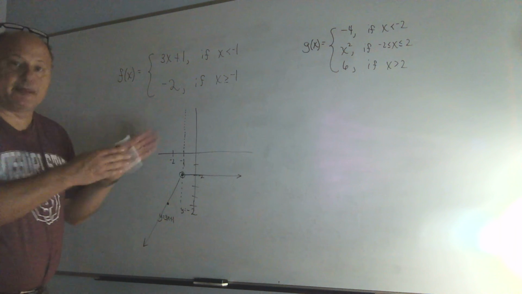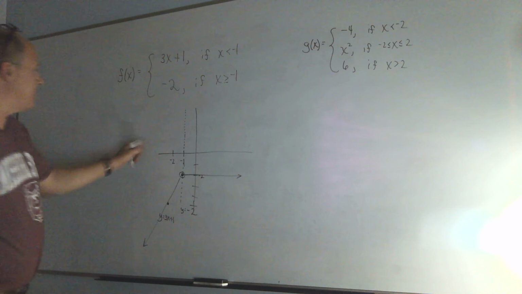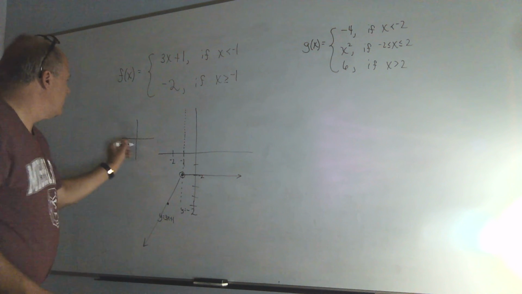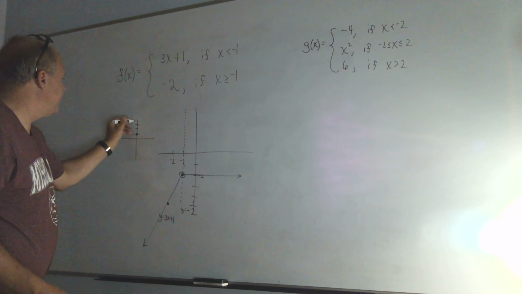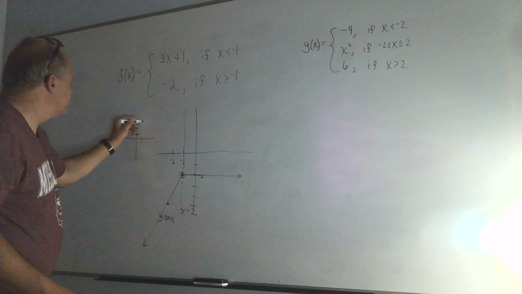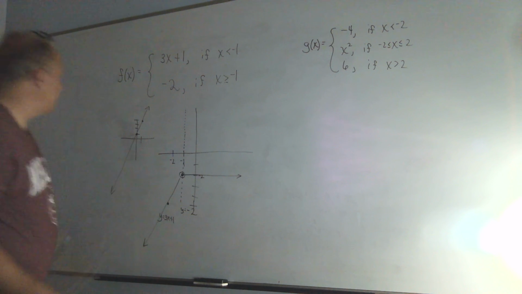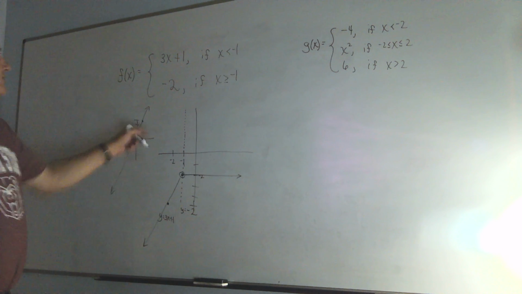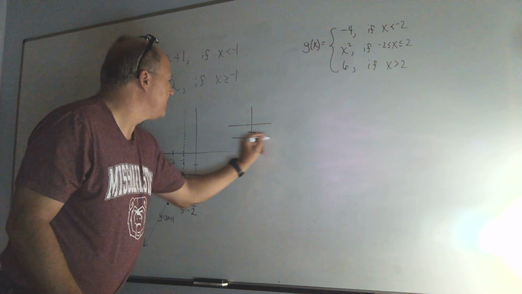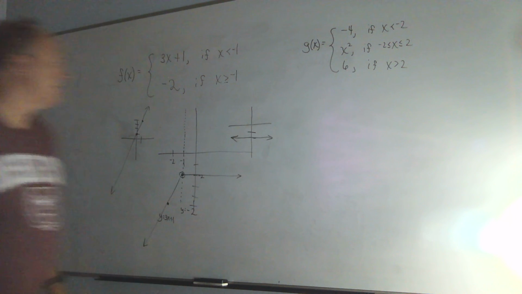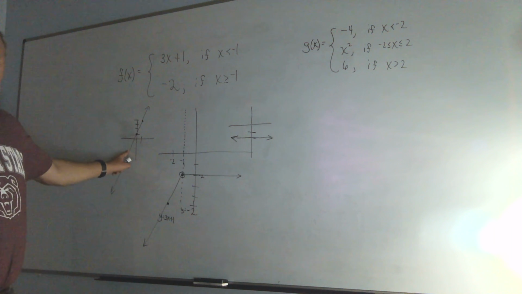So if you treated these separately, and this is not the answer, by the way, this is the answer right here. If you treated these separately, this is what it looks like. Y equals 3x plus 1 has a y-intercept of 1 and a slope of 3, and it looks something like this. Y equals -2 looks like this. Okay, so that's y equals -2, and that's y equals 3x plus 1.